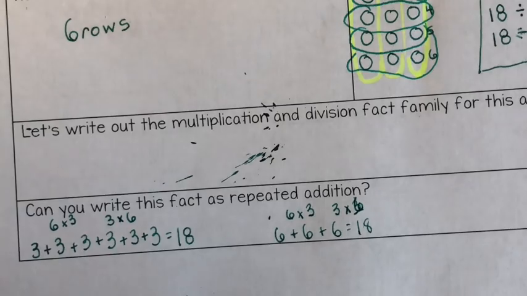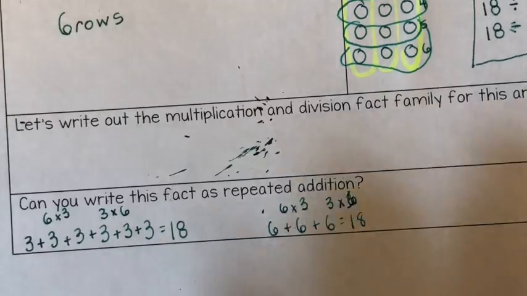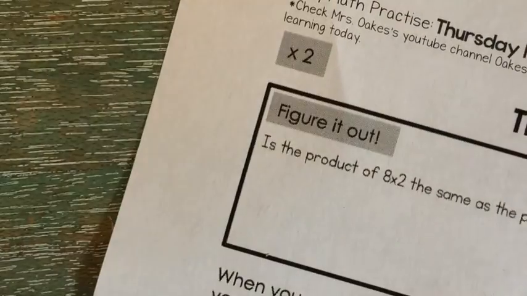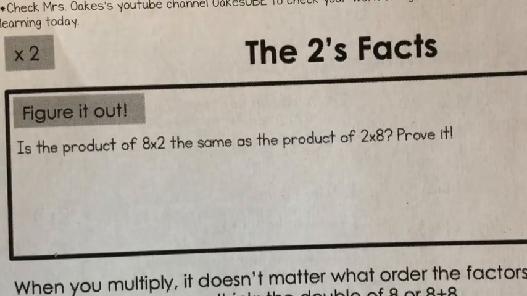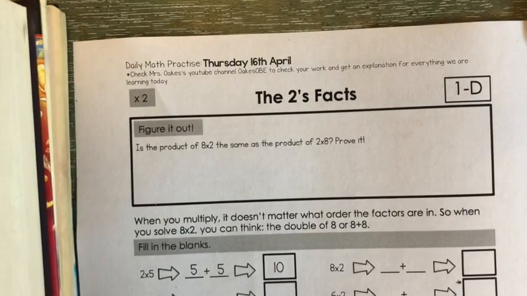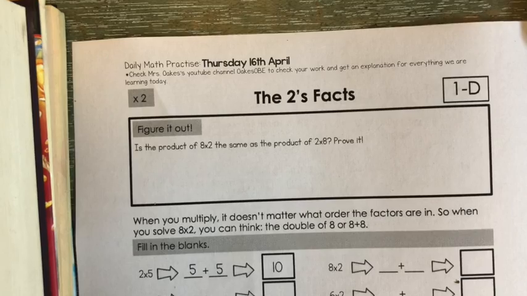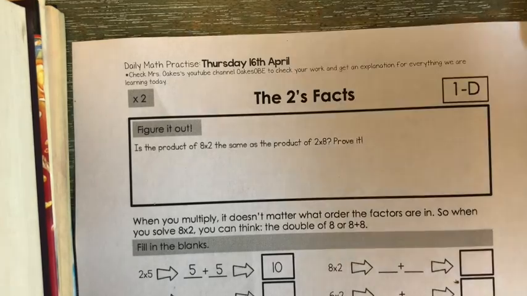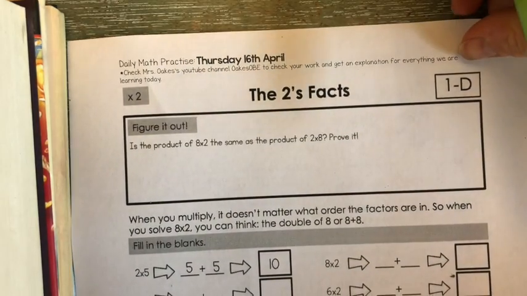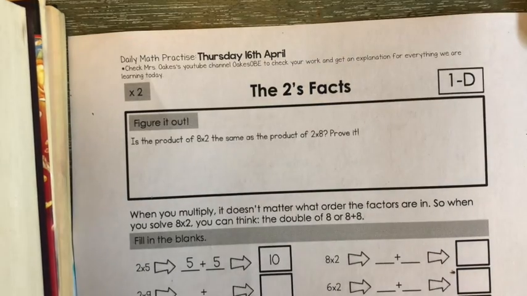And I know that confuses people sometimes, but it actually is for the best. Okay, on to the next. So on the other side of your sheet, if you printed out your sheet, awesome. If you're working on a piece of paper, awesome. Either way is great. So we're learning our 2's facts. It says, is the product of 8 times 2 the same as the product of 2 times 8? Prove it. Now, we know it is, because we have been practicing our arrays.